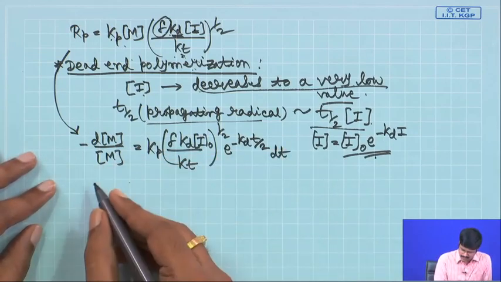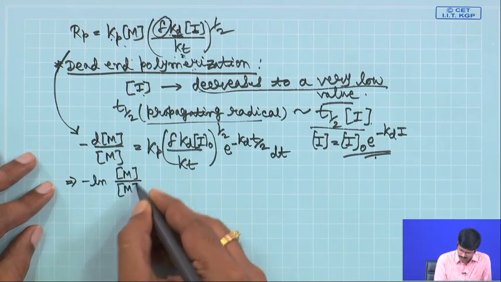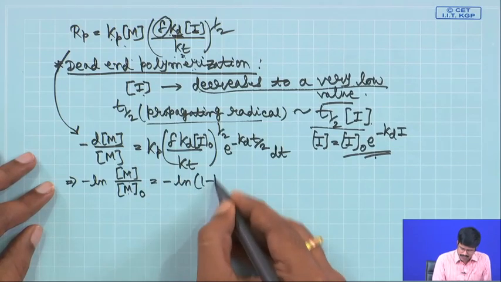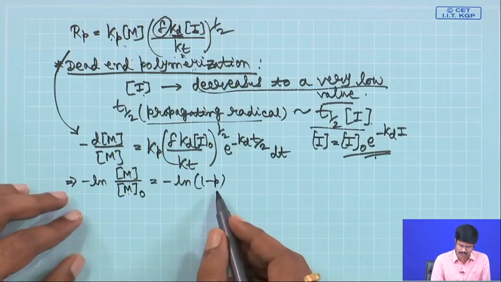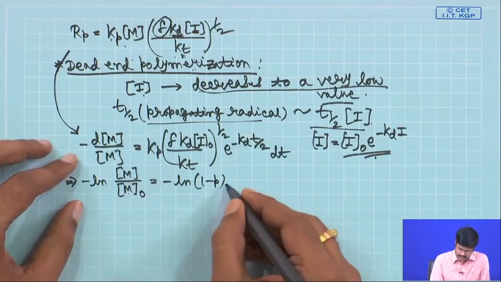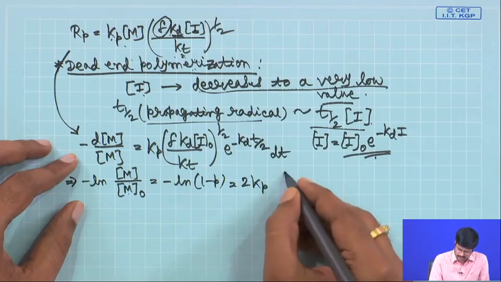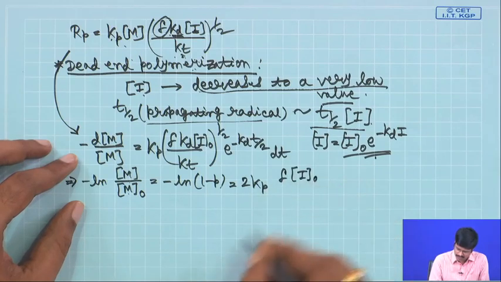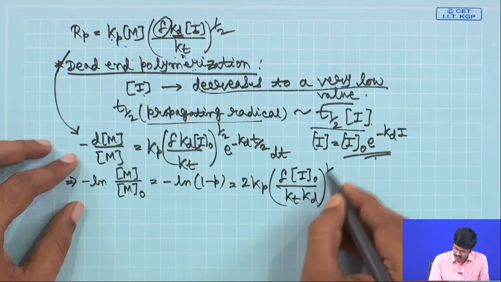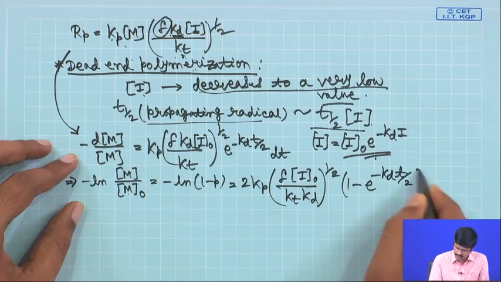Now, if you do the integration, what you will get is minus ln m by m 0 equals minus... m by m 0 is nothing but 1 minus p, where p is the extent of conversion. This we had shown before, because p is m 0 minus m by m 0. So, you are doing the integration, and you can actually work that out: f I 0 divided by Kt Kd to the power half into 1 minus e to the power minus Kdt divided by 2.